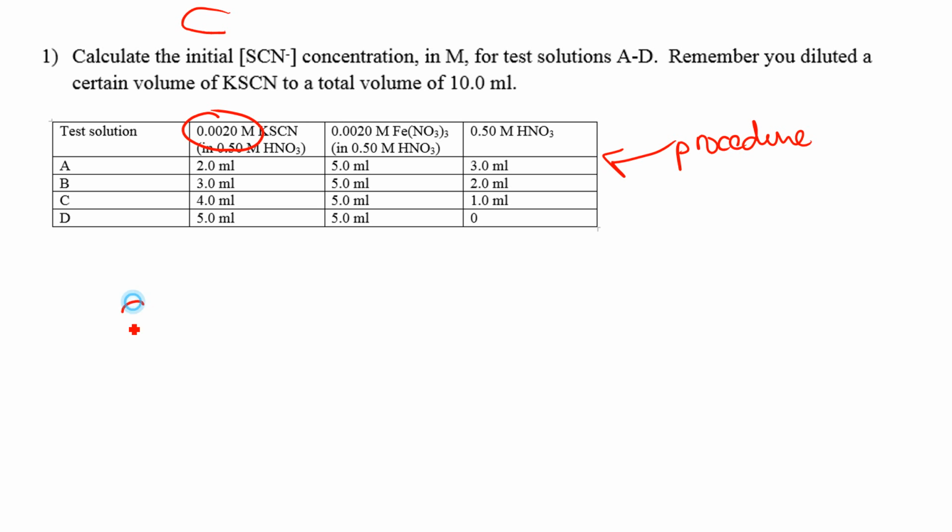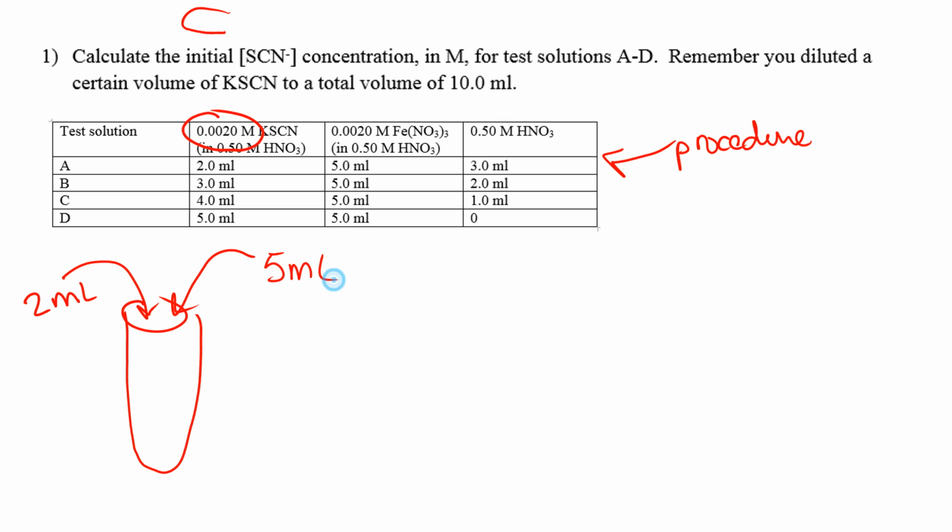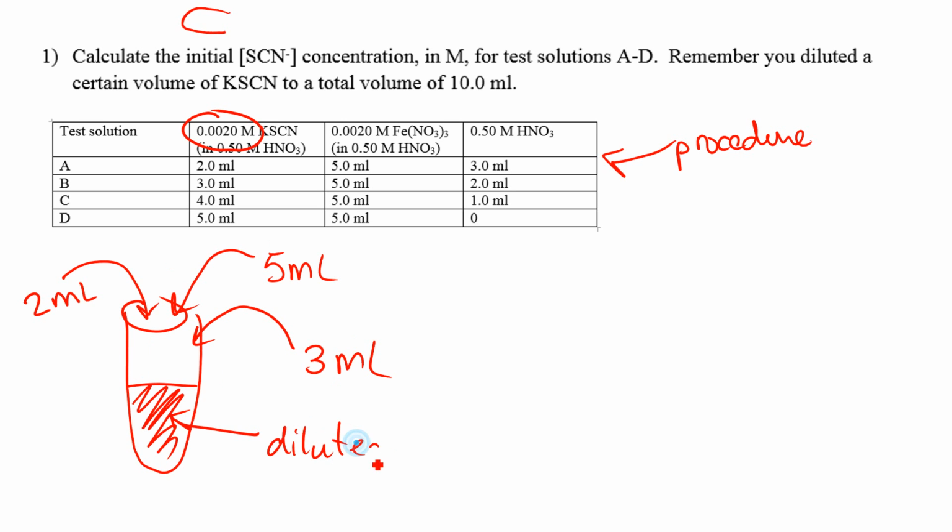But remember, when you made these solutions, you had them in a test tube, and let's look at solution A, you added 2 mL of SCN, and you added 5 mL of iron, and you added 3 mL of HNO3, and we want to know what is the concentration here in that mixture. So notice we added a bunch of stuff together, so now it's diluted. So it's not 0.002 anymore, it's going to be something less than that. So this is a dilution problem.